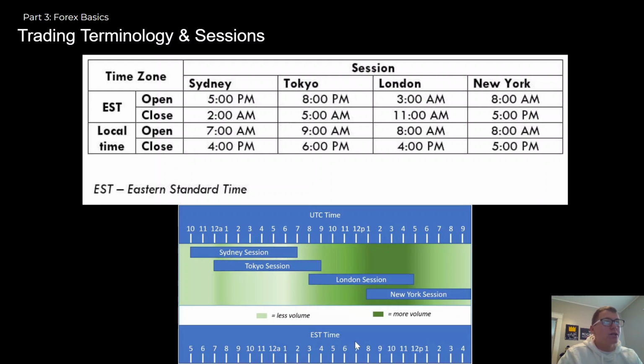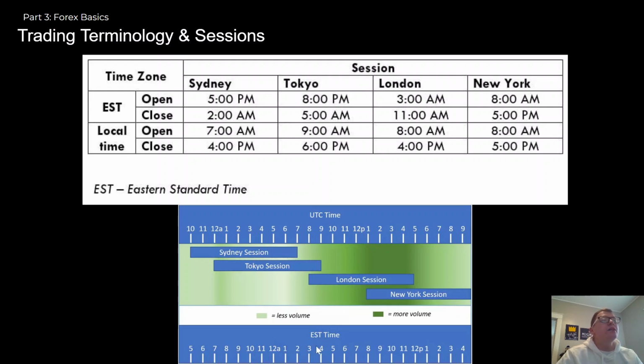So down here is Eastern Standard Time. As you can see, I don't really trade Sydney or Tokyo because there's just not enough volume for me to trade them, so I don't really care about them. I also don't trade New York session because I only trade one session. But that's just me. It fits my schedule, it fits my lifestyle, and that's what I do.